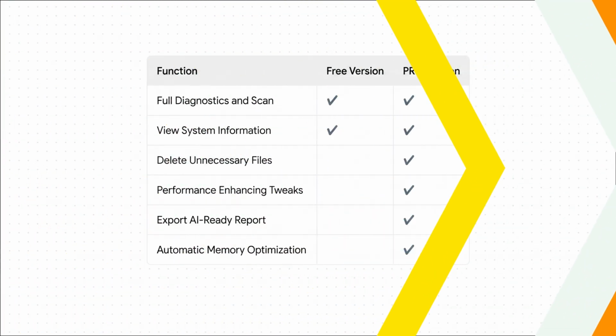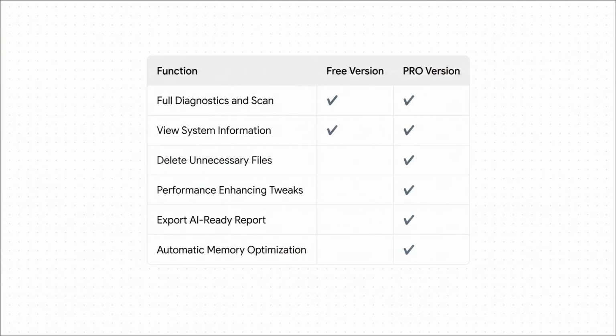But let's talk about pricing. Let's quickly run through the difference between the free and the pro version. The free version is already really solid. You can run the full diagnostics and see all your system info, so you can check what's going on. But the pro version is where you can actually take action. It unlocks the cleaning, the optimization tweaks, and of course the incredibly useful AI report export as well.